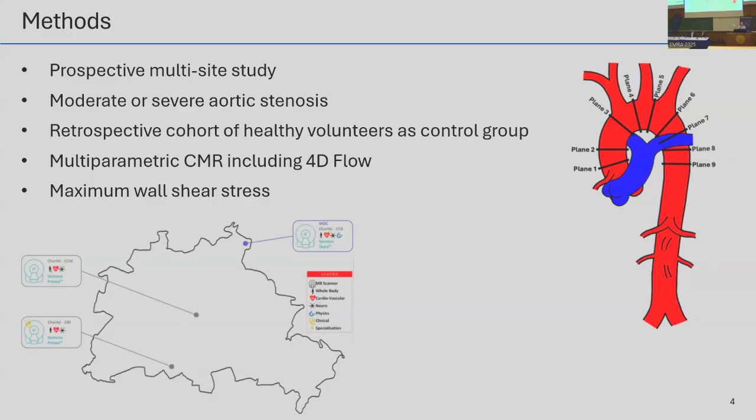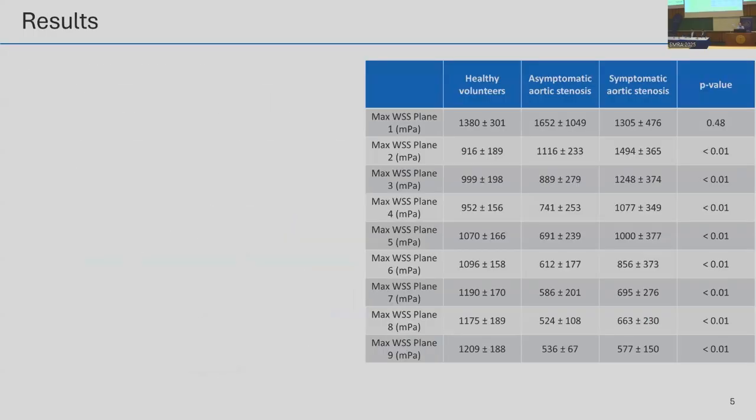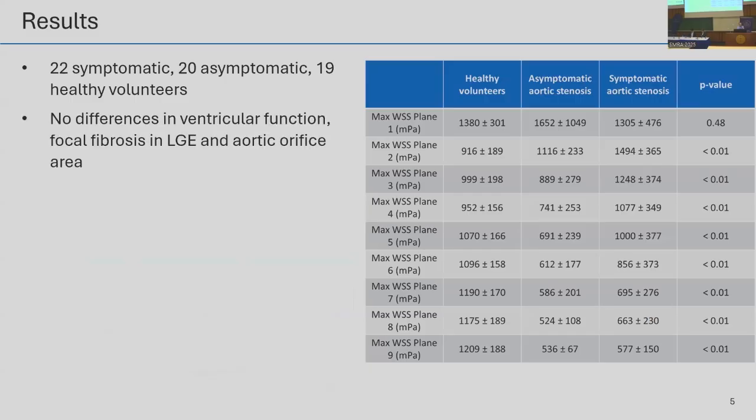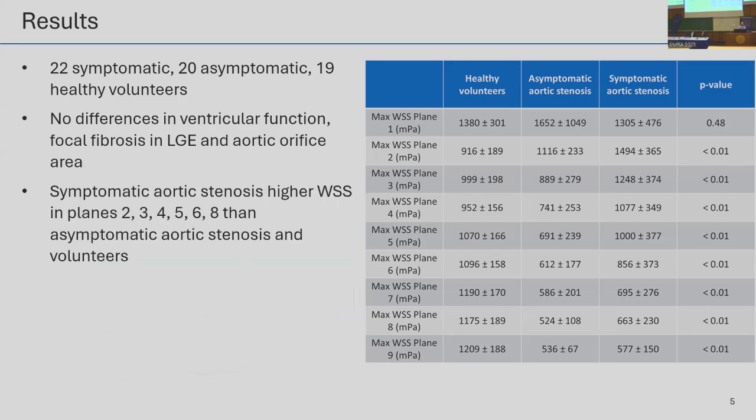We looked at maximum wall shear stress at different planes along the aorta. Here are the results. We included 22 symptomatic, 20 asymptomatic, and 19 healthy volunteers in our cohort. There were no differences in ventricular function, focal fibrosis and LGE, or aortic orifice area between the stenosis groups. However, symptomatic aortic stenosis revealed higher wall shear stresses in the ascending aorta and also in planes 4, 5, 6, and 8, meaning the aortic arch and descending aorta, than asymptomatic ones.